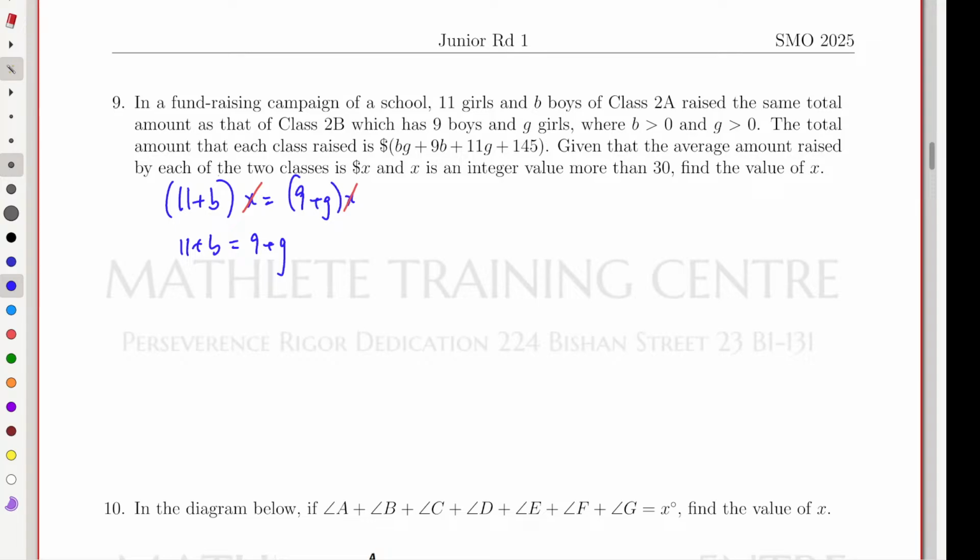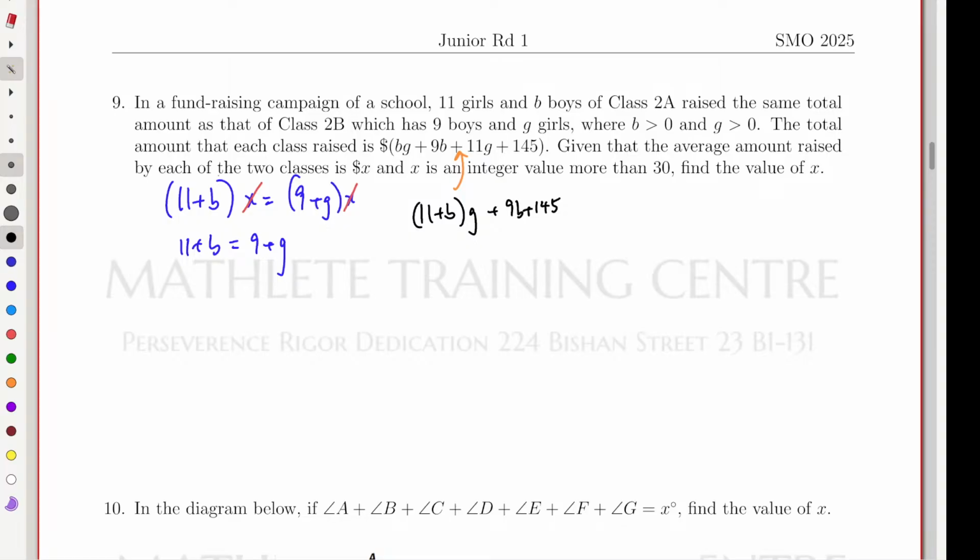When you take a look at this value, you might notice a few interesting things about it. You notice that there's a 9, there's an 11, so it seems very related to the numbers I have at the start. Let's try to take out an 11 plus B here. Can we do that? Turns out we can. So this is (11 plus B) times (G) plus 9B plus 145.